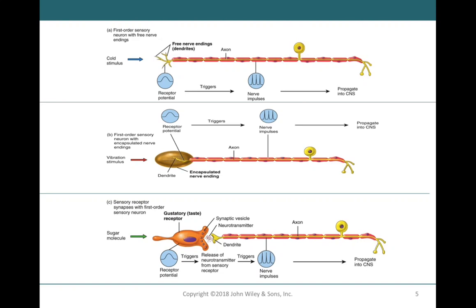We call these free nerve endings because the dendrites are simply branching out freely. Encapsulated nerve endings are just dendrites that are wrapped in some type of connective tissue capsule, and the capsule is what's specialized to allow for the reception of whatever sensory modality it is that we're looking for. And lastly, other cells themselves can also serve as sensory receptors.